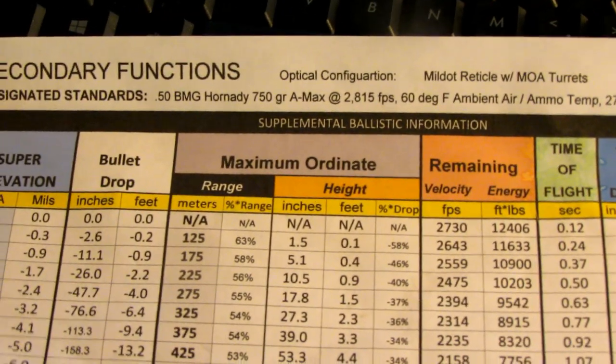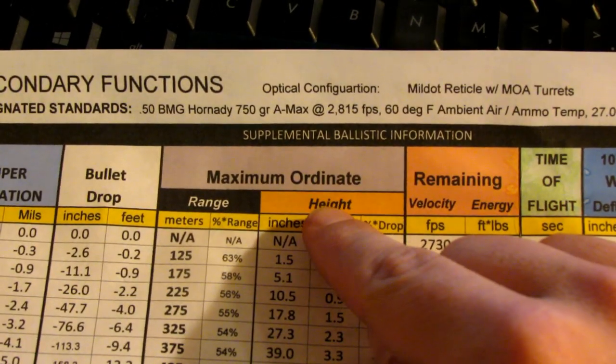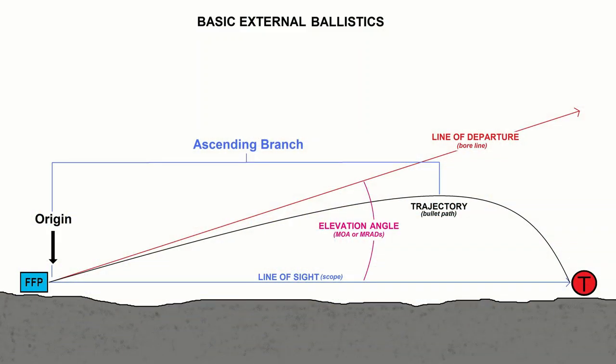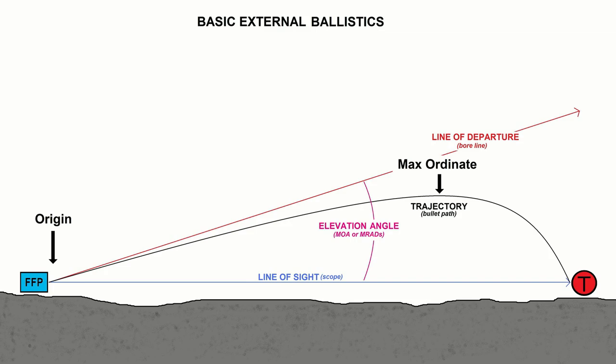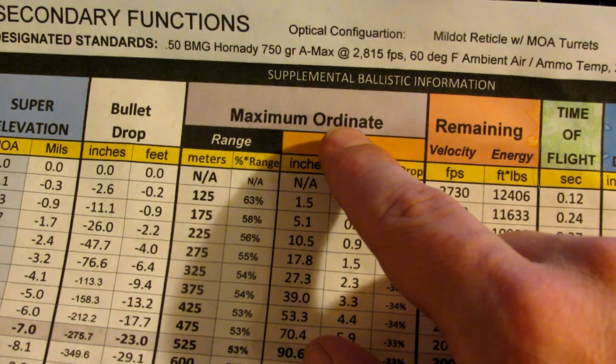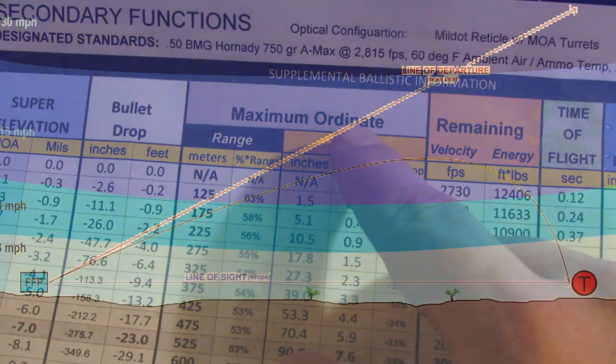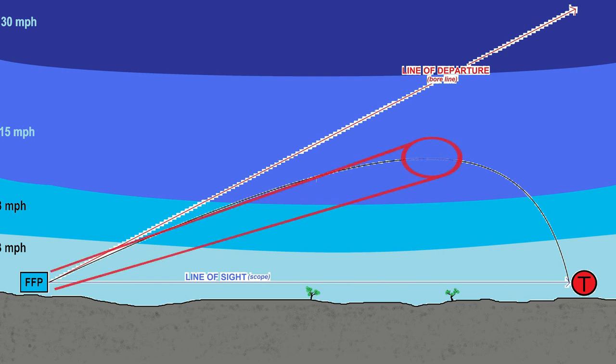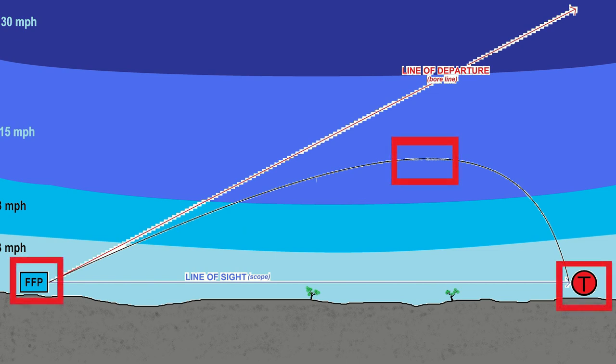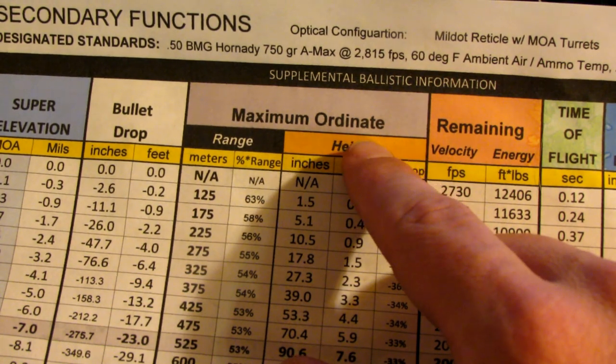Maximum ordinate. Maximum ordinate is when you fire your bullet, it's going to go way up through the ascending branch. The highest point in the trajectory is the max ordinate, and then it's going to descend. Knowing where this is going to be is very important in several different ways. The first way is you're going to need to focus in on your maximum ordinate with your spotter to get a wind reading at the max ordinate, because your bullet is going to be flying up in the air, higher above the ground, and your wind is going to be different higher above the ground than it is right at ground level.